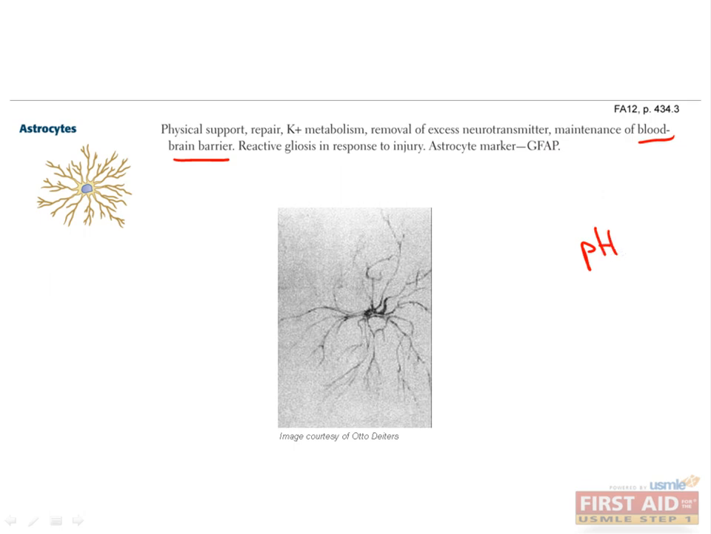A major function of astrocytes is repair following trauma in a process known as gliosis. The astrocytes proliferate, swell, and undergo fibrosis, producing a glial scar in place of the damaged neurons. Astrocytes can be identified by a stain for GFAP, glial fibrillary acidic protein.